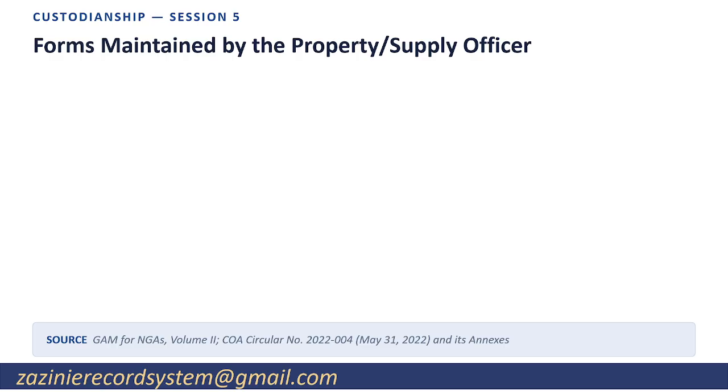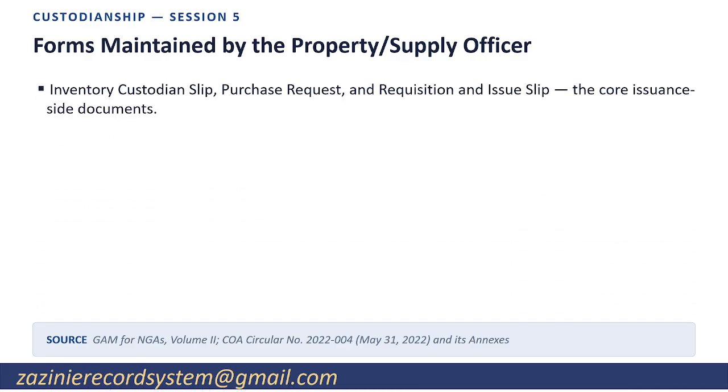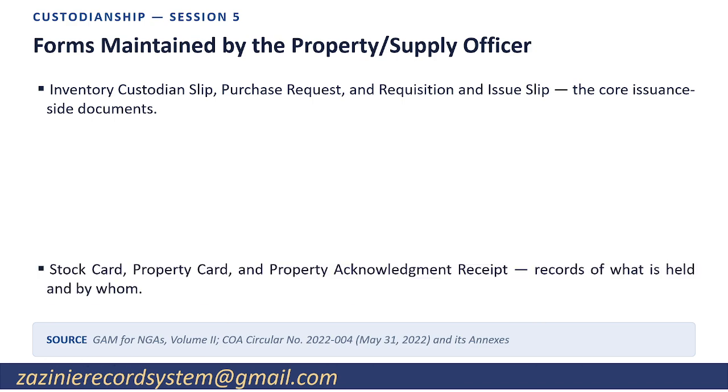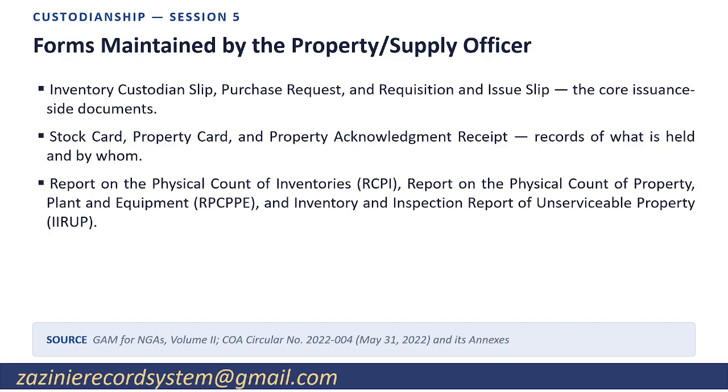Forms maintained by the property or supply officer. Inventory custodian slip, purchase request, and requisition and issue slip, the core issuance side documents. Stock card, and property acknowledgement receipt, records of what is held and by whom. Report on the physical count of inventories, RCPI, report on the physical count of property, plant and equipment, RPCPPE, and inventory and inspection report of unserviceable property, IIRUP.